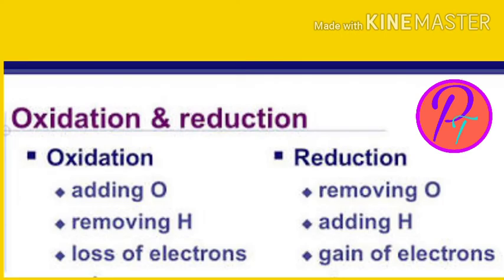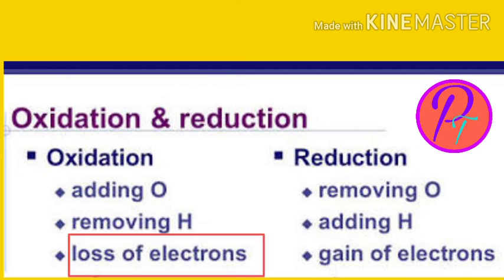Okay, students, now let us define the oxidation reaction. The oxidation reaction is nothing but the addition of oxygen or the removal of hydrogen or the loss of electron. That means we can define oxidation in three different ways. It can be defined in terms of oxygen or in terms of hydrogen or in terms of electron. That means oxidation in terms of oxygen is the addition of oxygen. In terms of hydrogen, it is the removal of hydrogen. And in terms of electron, it is the loss of electron.